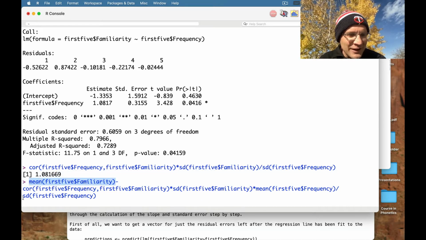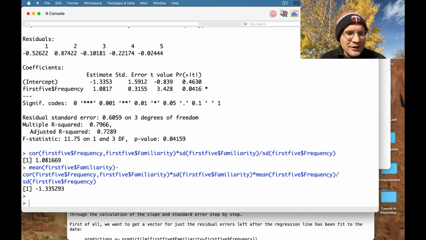Anyways, here's the mean of y. I hit return. I get negative 1.335, and that is my estimate of the intercept right here. So these are the parameters for the linear equation of the best fit line. Okay, so that's what that is telling me.